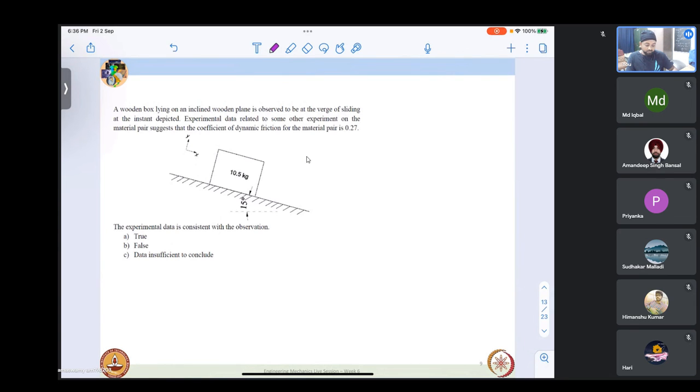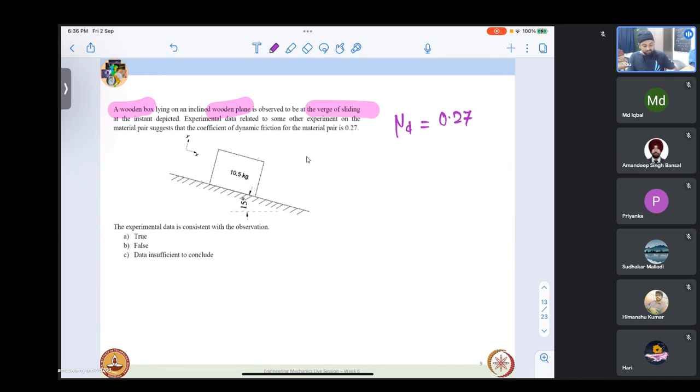It says a wooden box lying on a wooden inclined plane, so both are wood, is observed to be at the verge of sliding. It is known that it is at the verge of sliding. So this is the cue for us to take it that our frictional force is equal to mu N, where N is the normal force at that interface. So experimental data related to some other experiment on the same material pair, both being wood, suggests that the coefficient of dynamic friction is coming out to be 0.27.